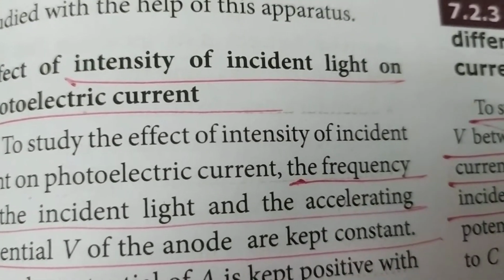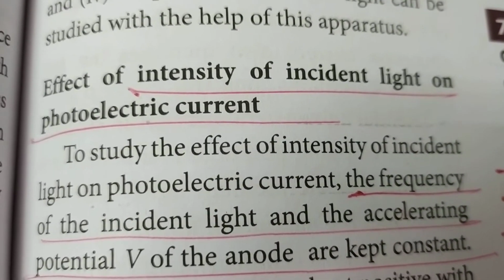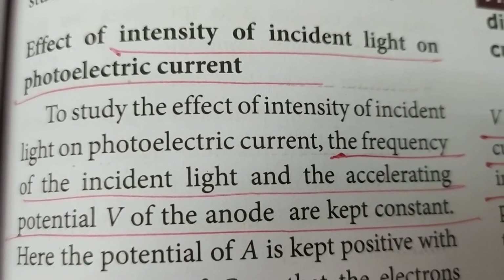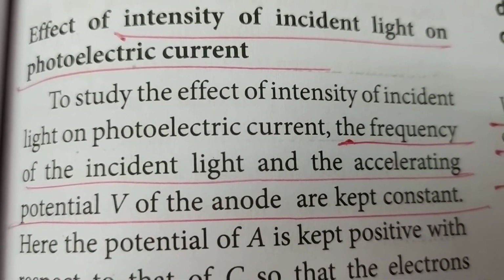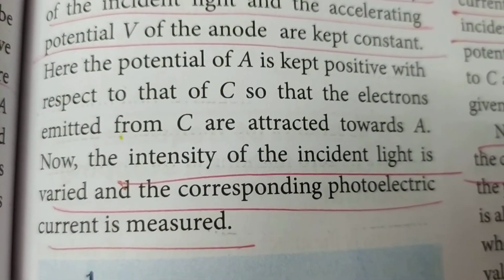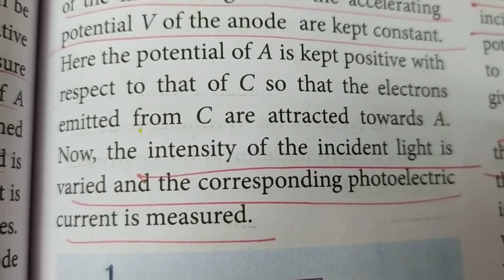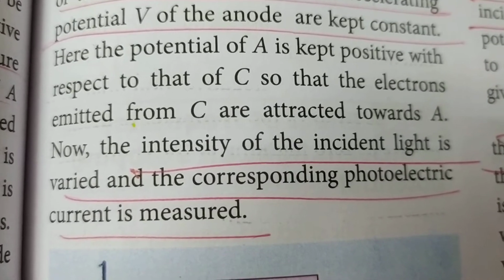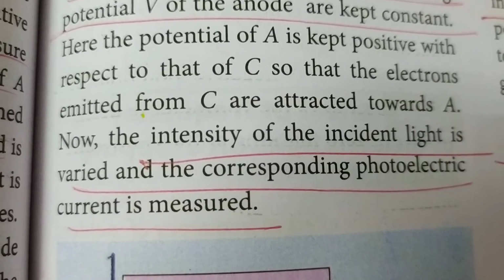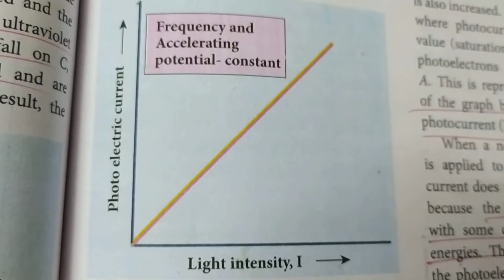First we are going to see the effect of intensity of incident light on photoelectric current. In this, the other two, the frequency and the accelerating potential V of the anode, are kept constant. And here the potential of A is positive with respect to C. Usually C is given negative potential and A is given positive potential, so that the electrons are attracted towards A. Here the intensity and the corresponding photoelectric current are measured, and the graph is shown here.